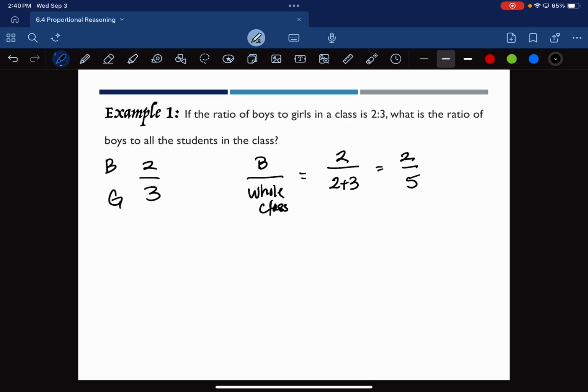So I would have a 2 to 5, or you can write it in the colon notation like this if you prefer, 2 to 5 ratio of boys to the whole class. That doesn't mean that there's 2 boys in the class and 5 boys in the class, but every group that I make would have 2 boys in every group of 5. That's what that's saying. We can go the other way as well.